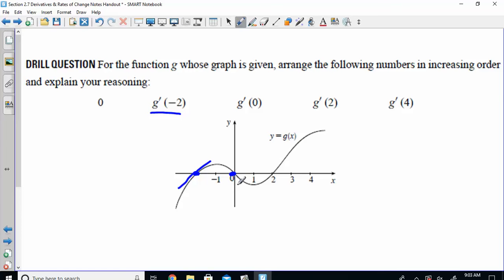Okay, so G prime of 0 would look something like this. G prime of 2, something like that. G prime of 4. So first of all, if we're going small to large, any negative numbers would come first. Would any of these derivatives be negative? Do any of those lines you just drew have a negative slope? G prime of 0 has a negative slope, so it has to be my smallest one.